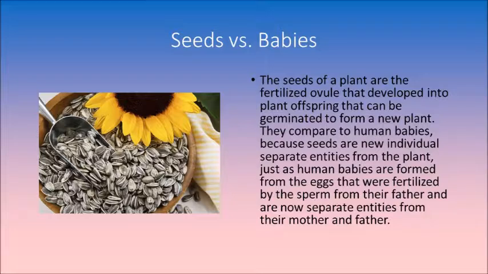Okay, and then the picture to the left shows a sunflower, and then it shows the sunflower seeds, which represent all the individual separate parts of the plant that can each turn into its own plant to form a new plant.